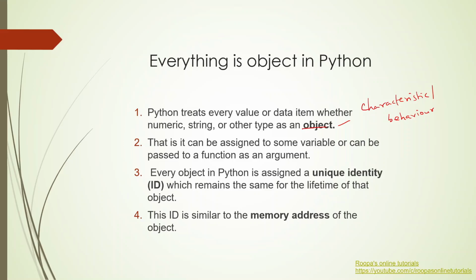Object-oriented programming is a very vast topic, but you should understand that though Python is treated as object-oriented, some of the objects will have only methods. Behavior is represented as your methods, and some of the objects may have only characteristics. The objects may have both the data members and the methods. The data members or data variables are known as the characteristics. An object can be assigned to some variable and can be passed to a function as an argument. Every object in Python is assigned a unique identity ID, which remains the same for the lifetime of the object. This ID is similar to the memory address of the object.